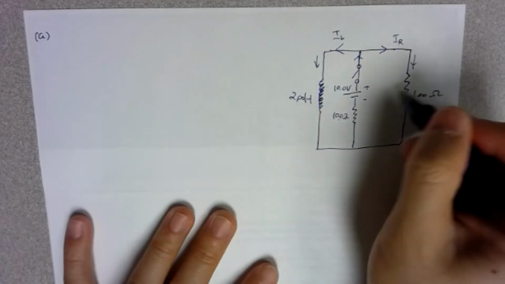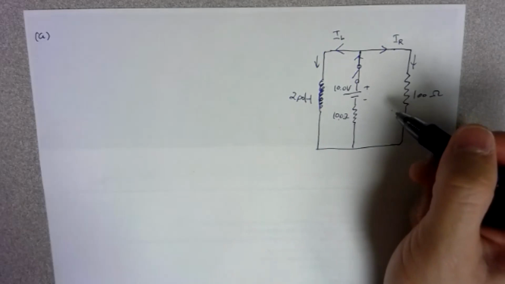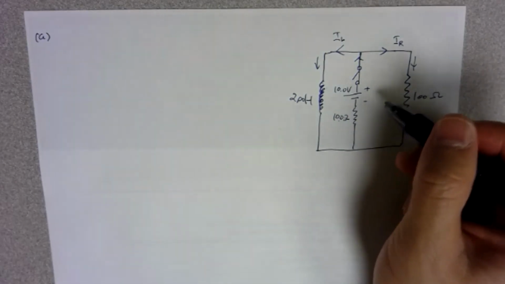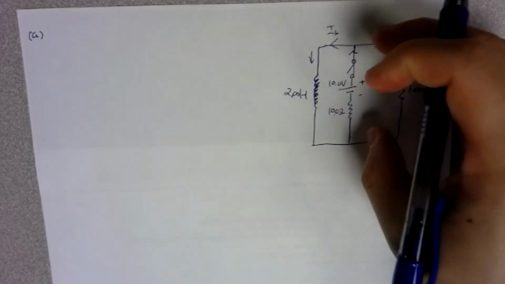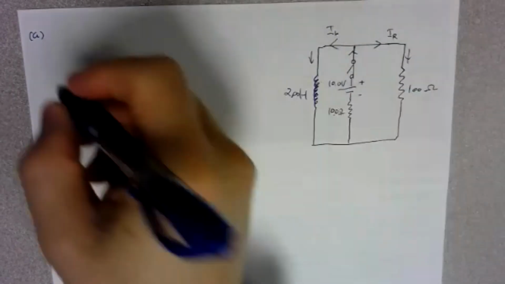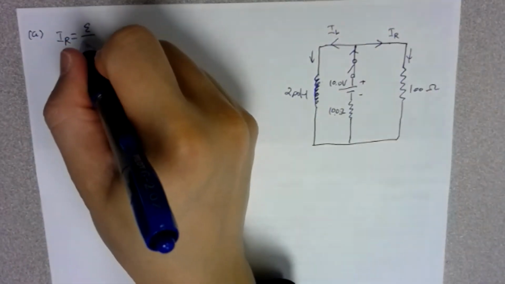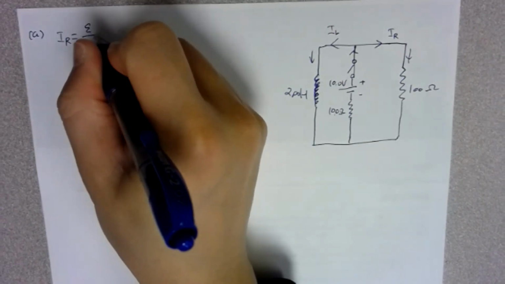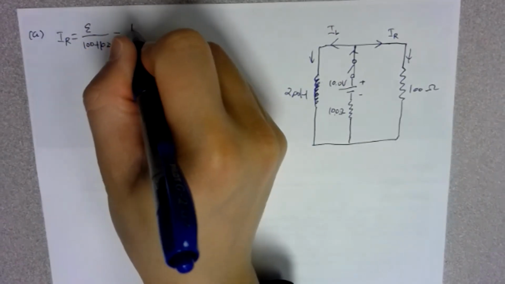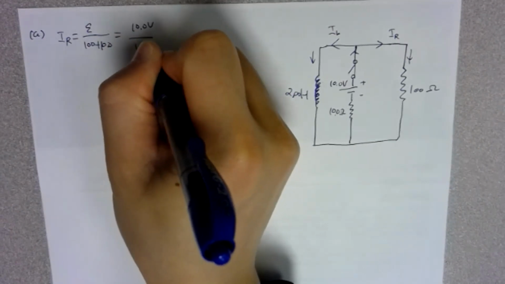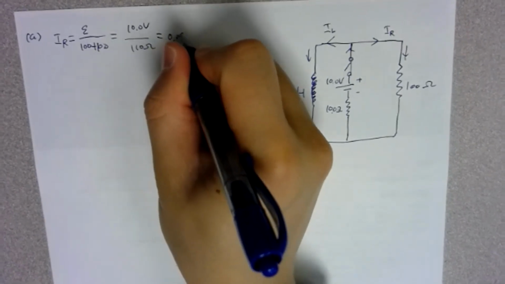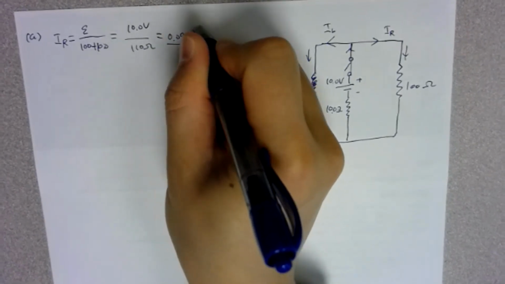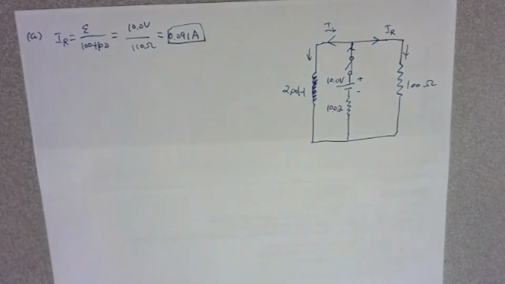And then on this side, there are two resistors in series. So we can think about just two parts of the circuit, one part and then the other part. So I of R through the resistor should be simply epsilon over the 100 plus the 10, so 10 volts over 110 ohms. That gives you 0.091 amps on the 100 ohm resistor.